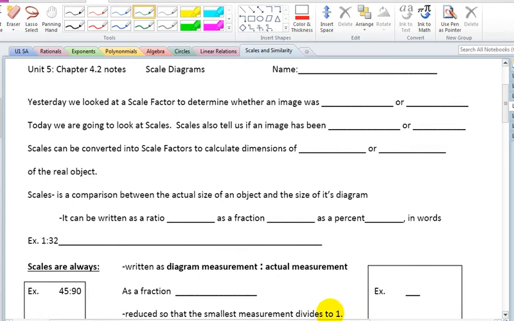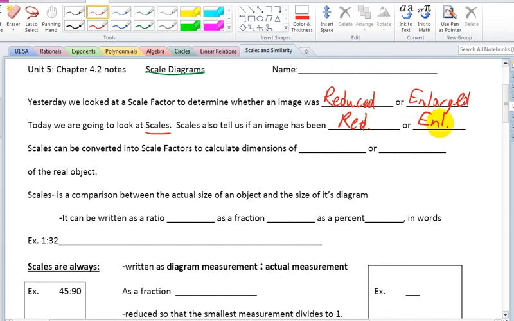So today we're looking at scale diagrams, very similar to scale factors yesterday. For scales, you use those for maps. We also use those for drawings and models. So just like yesterday, we determined whether the image was reduced or enlarged. So today's scales will also tell us whether the image has been reduced or enlarged.